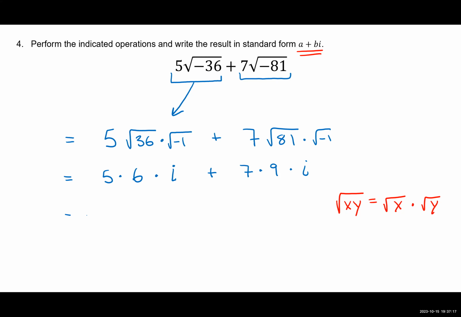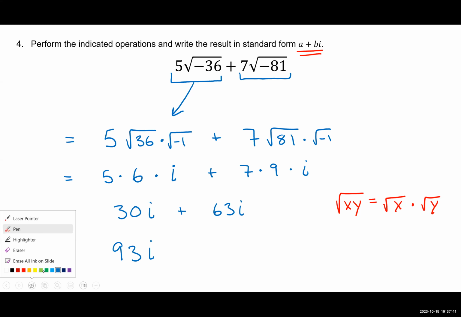And we're getting close here. We're almost done. 5 times 6 is 30 times i, so that's 30i. 7 times 9 is 63 times i, so that's 63i. And that will give us a total of 93 times i.